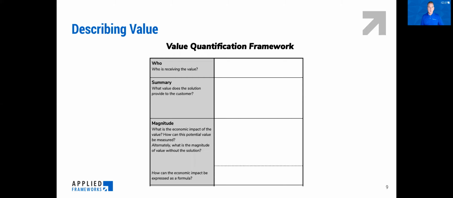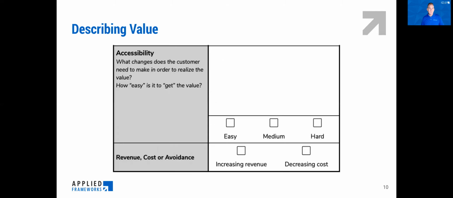So here's the framework that I'm going to introduce for quantifying value. And you can see that it starts with the person or customer who is going to receive the value. This is going to be a specific customer segment or set of customer segments that will be receiving the value. Then we're going to summarize what value the solution provides. And then we're going to look at the economic impact of that solution. What's the magnitude of the value from the point of view of the customer, which typically we want to express in some type of formula.